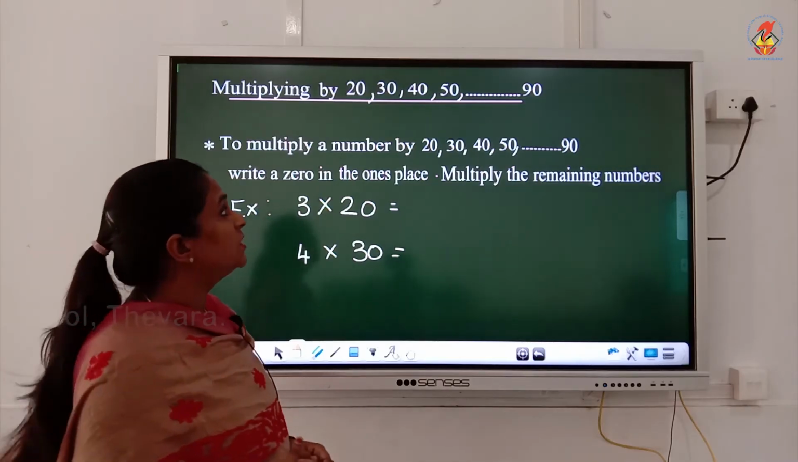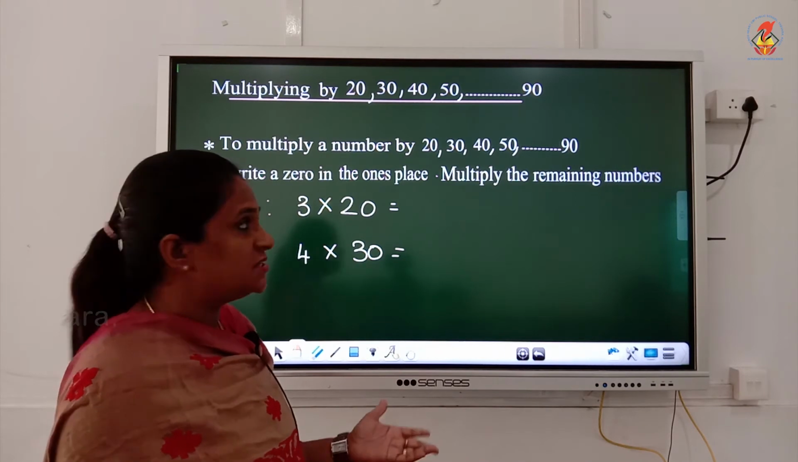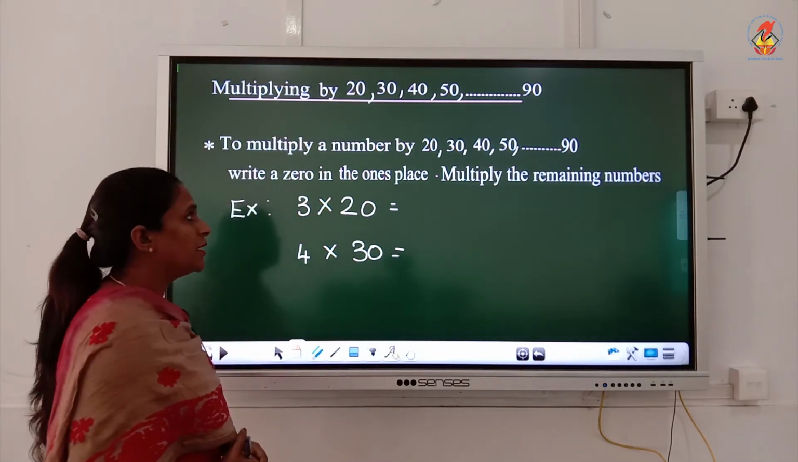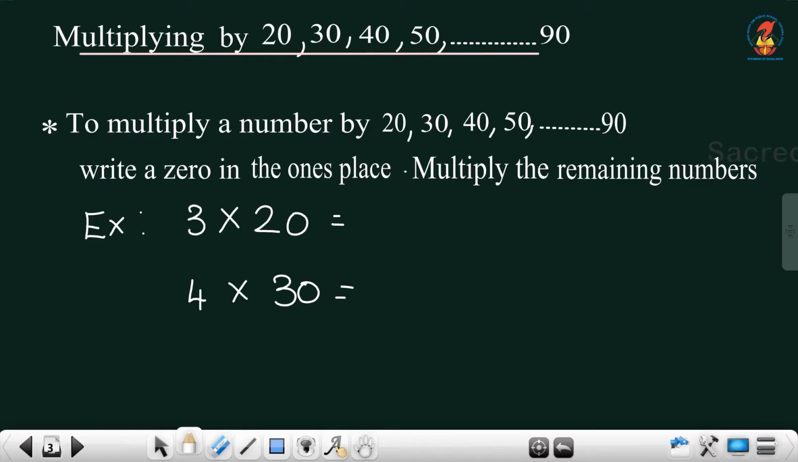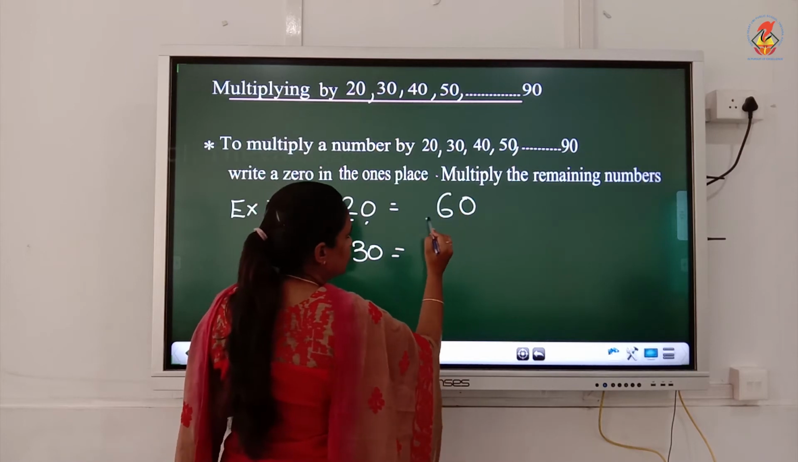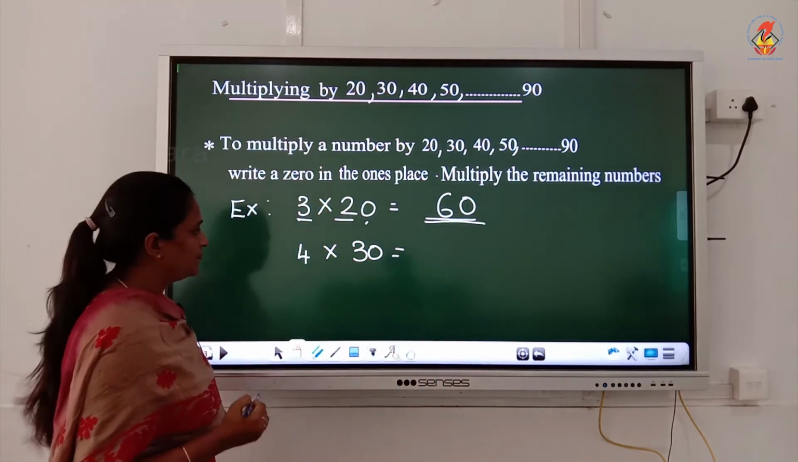Multiplying by 20, 30, 40, 50, 60, 70, 80, 90. To multiply a number by 20, 30, 40, 50 and so on, write a 0 in ones place, then multiply the remaining numbers. First, in ones place you have to put, how many zeros? Just 1 zero. Now, you have to multiply the remaining numbers. Remaining numbers means 3 into 2. 3 into 2 is 6. You get the answer 60.